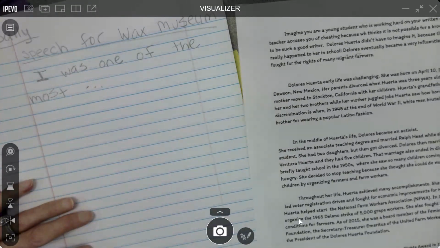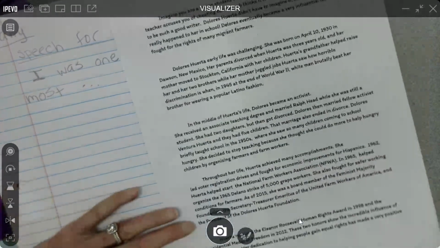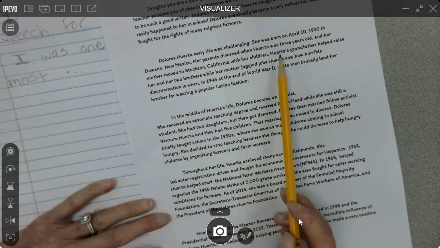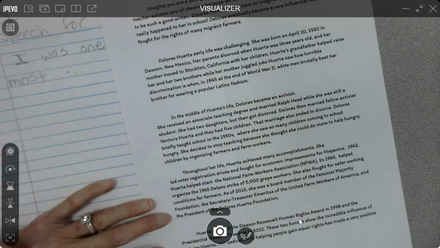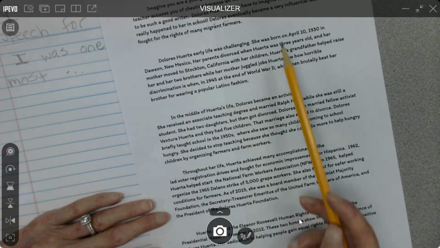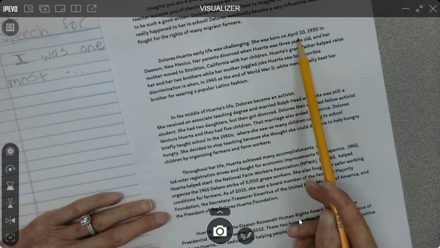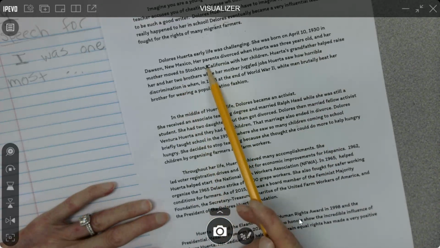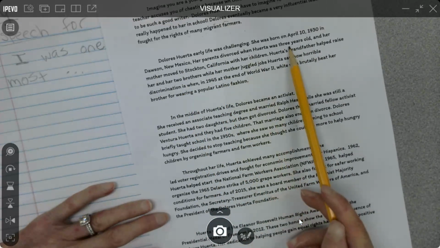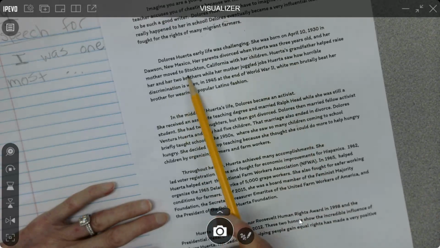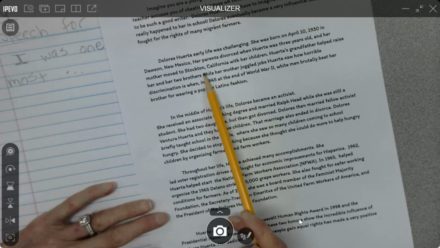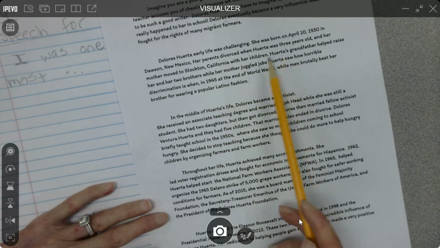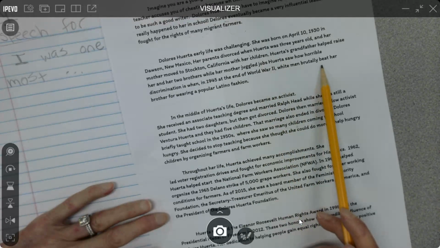Then I'm going to go to my next paragraph. And I'm going to pick out what was the most important thing from this paragraph that I'm going to want to share with people who come to visit me at the Wax Museum. So I might choose, I was born on April 10th, 1930 in Dawson, New Mexico. My parents divorced when I was 3 years old, and my mother moved to Stockton, California. Do you see how I'm just changing this from third person to first person?